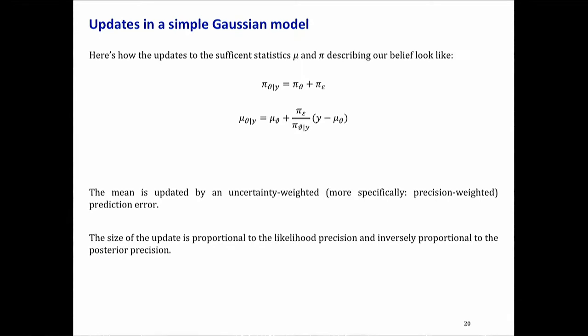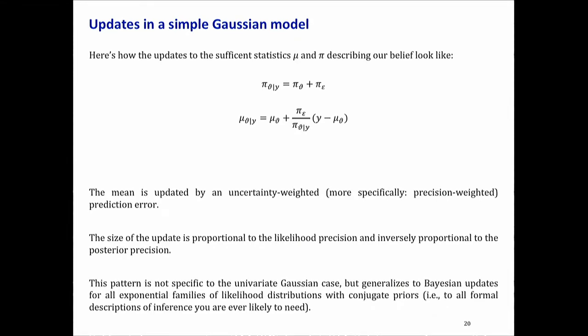So we looked at updates in a simple Gaussian model. We had a Gaussian prior, a Gaussian likelihood, and this gives us, by Bayes' theorem, a Gaussian posterior. And the interesting thing then is, how do we pass from the sufficient statistics of the prior and the likelihood to the new sufficient statistics of our posterior?